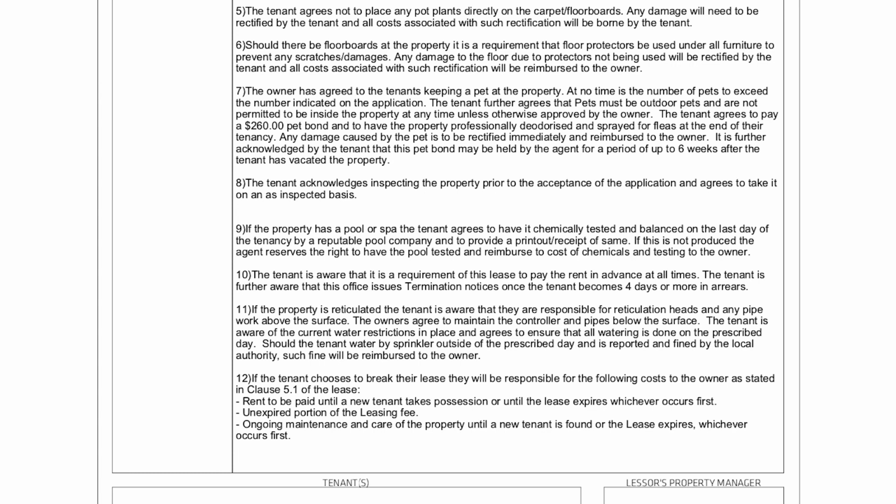If the owner has agreed to the tenants keeping a pet at the property, at no time is the number of pets to exceed the number indicated on the application. The tenant further agrees that pets must be outdoor pets and not permitted inside the property at any times unless otherwise approved by the owner.